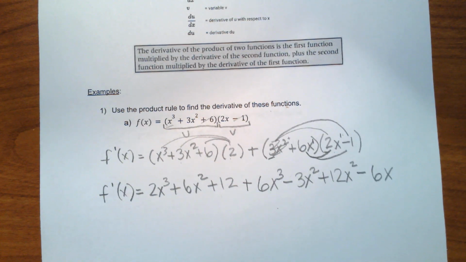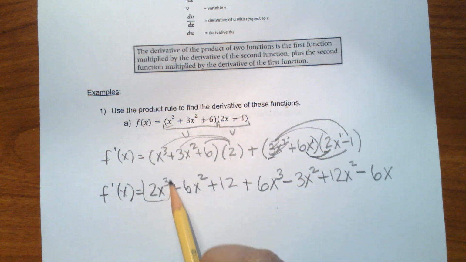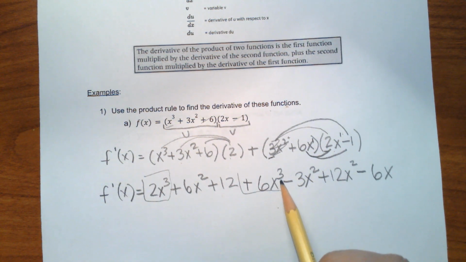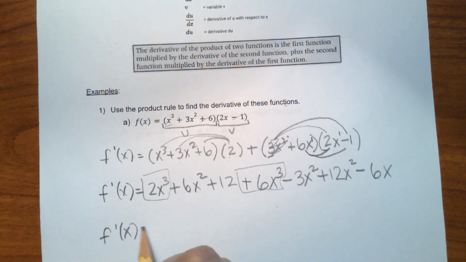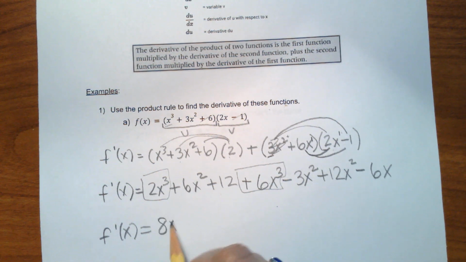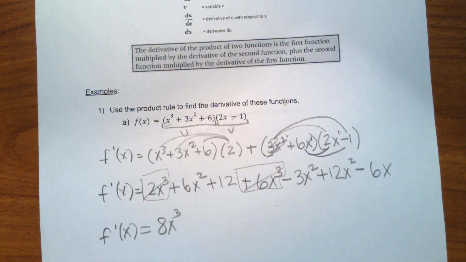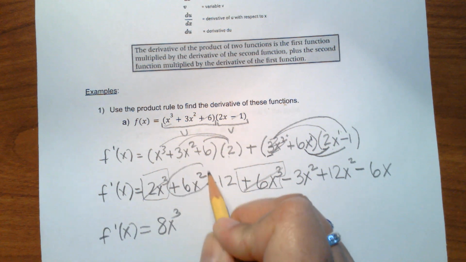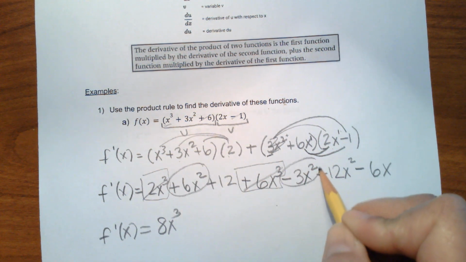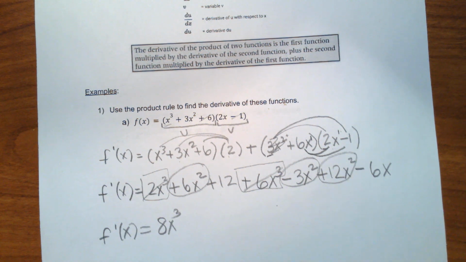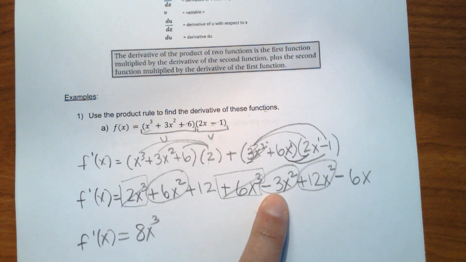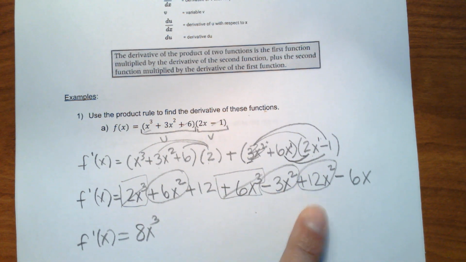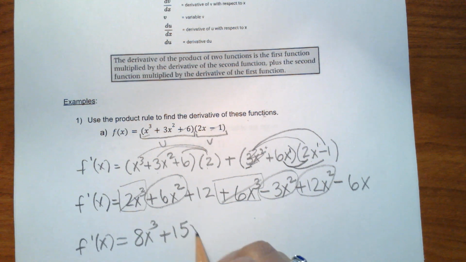Okay. Now we have some like terms. Like terms have the same exact exponent. So I see a like term here, 2x cubed, and here, 6x cubed. 2x cubed plus 6x cubed, we're just doing 2 plus 6. 8x cubed. I can get rid of those two. All right, what are the other ones? We have positive 6x squared, negative 3x squared, positive 12x squared. So all we're going to do is 6 minus 3. 6 minus 3 is 3. 3 plus 12 is going to be positive 15x squared.